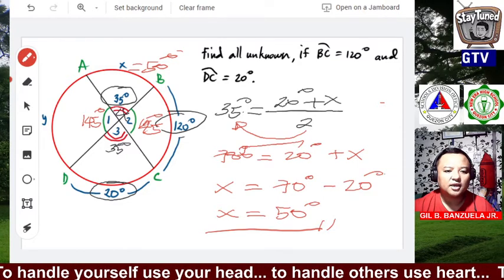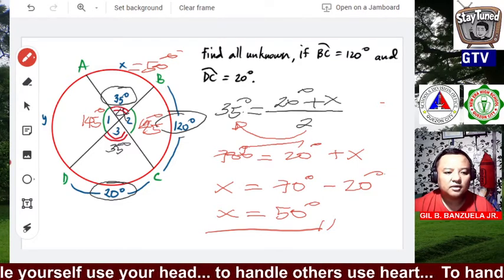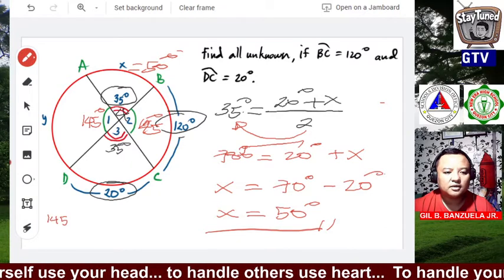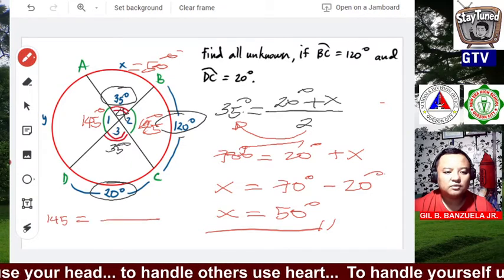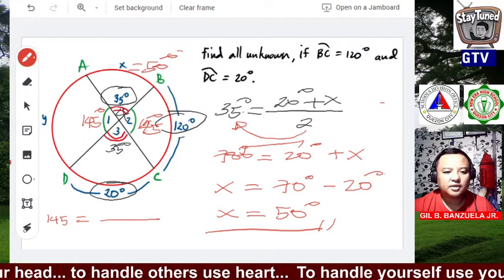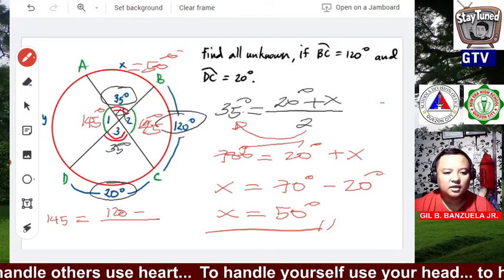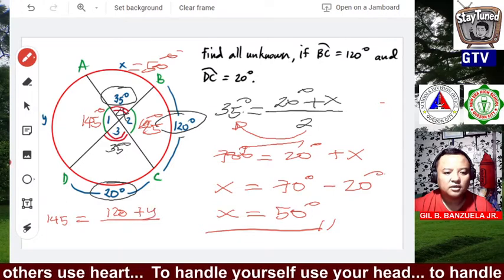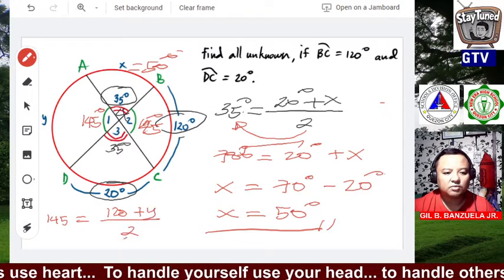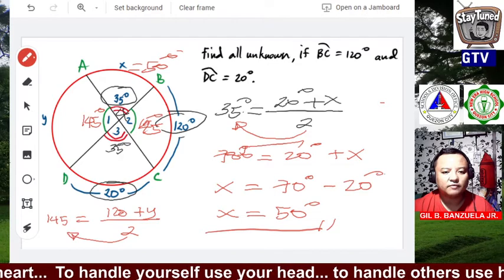To get the measure of arc Y, we do the same thing again. Let's copy this. So, the 145 equals the intercepted arc, which is 120, plus y, sorry, divided by 2. Then we multiply the 2 to the 145.